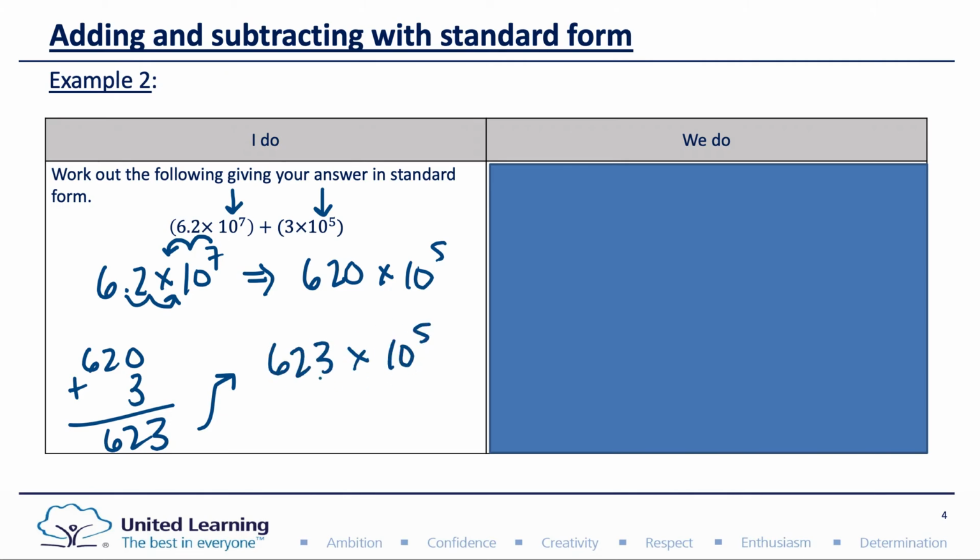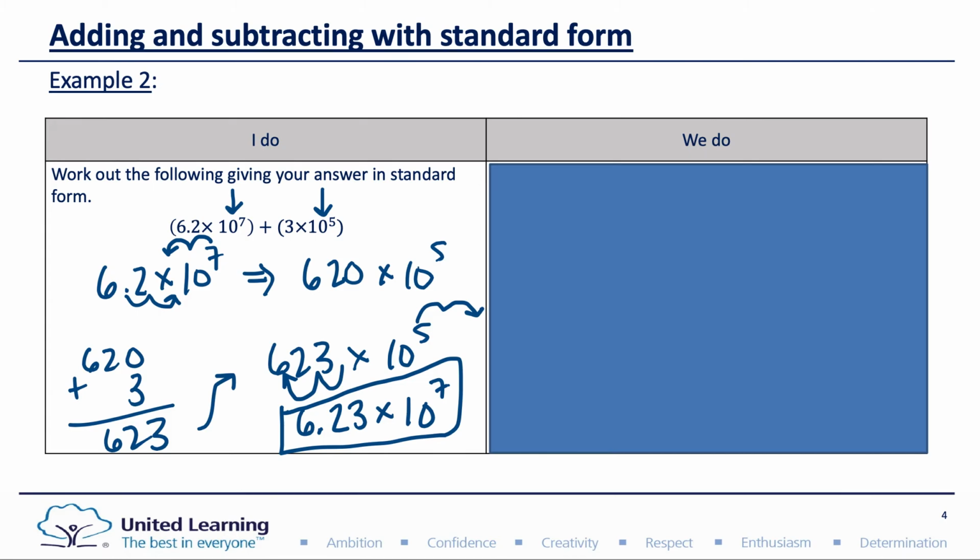But again, this is not in standard form since this first number is not between 1 and 10. So I'm going to divide by 100 to get 6.23, and counterbalance, don't forget, times 10 to the 7th. All right, let's double check it. Ready? So I made this 2 smaller. I need to make this 2 larger. Perfect. Cool.